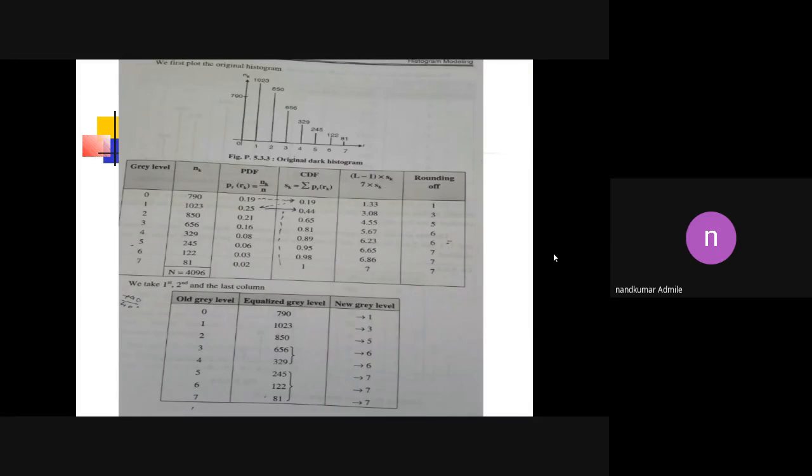Okay. So now the third important thing is that we have to calculate the CDF function. The calculation of CDF is too important. So how to calculate the CDF function? For that we have to do some mathematical calculations. We have to calculate the individual CDF function at a particular gray level. Everyone note down the formula of the CDF function.